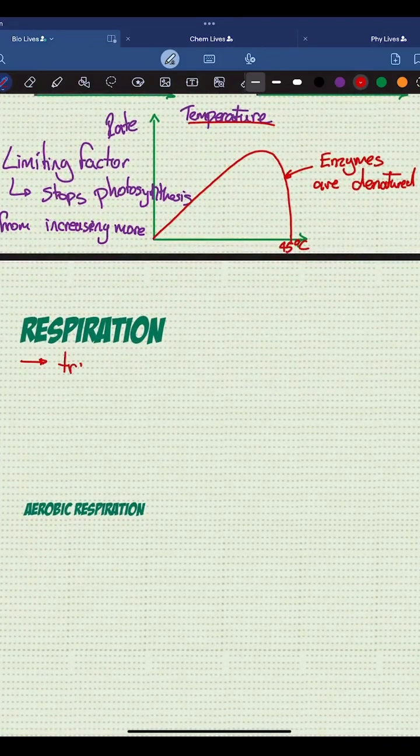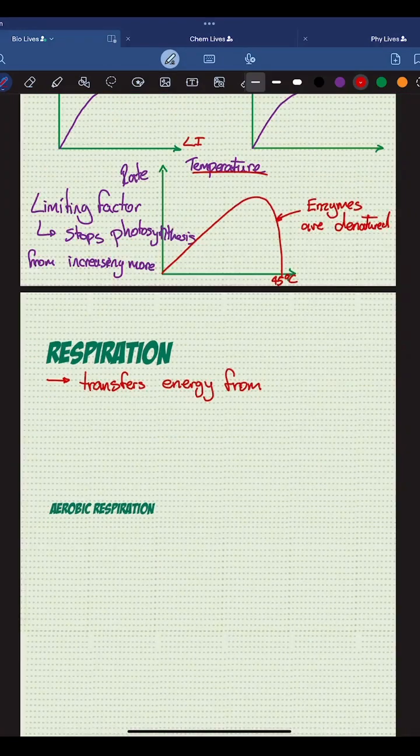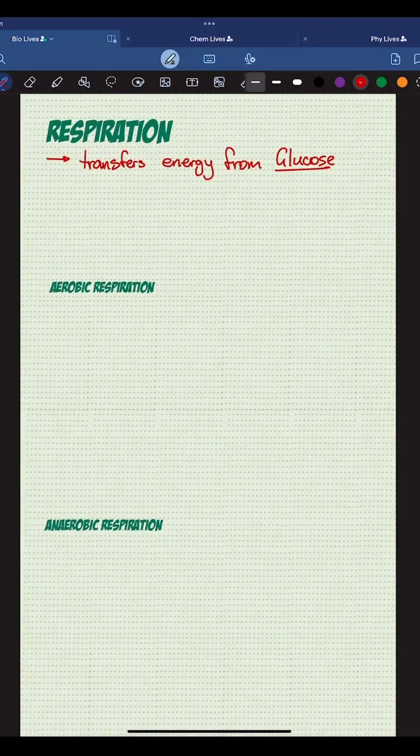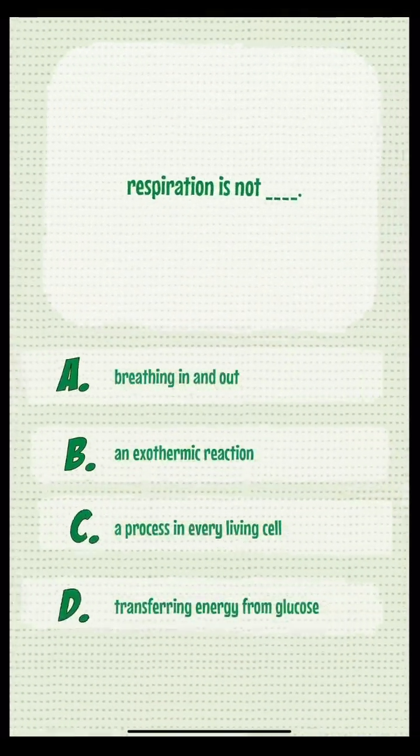Where does it transfer energy from? Where does it get the energy from? Transfers energy from, yeah, thank you, glucose. Transfers energy from glucose. And there's two types, aerobic respiration and anaerobic respiration. Don't worry, Georgie, you can revise more and you can get these questions right. Aerobic respiration and anaerobic respiration. So we're going to talk about that in a bit.